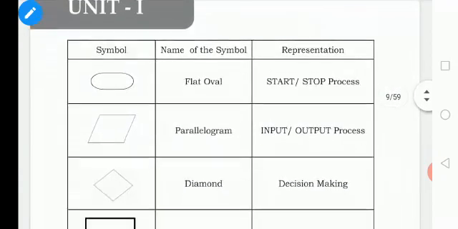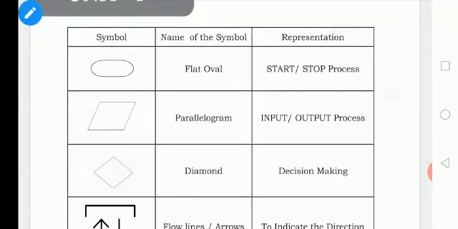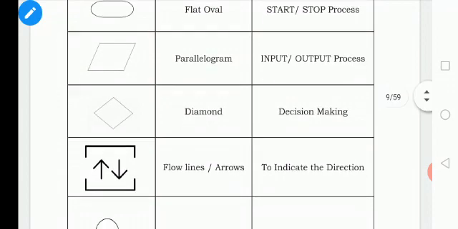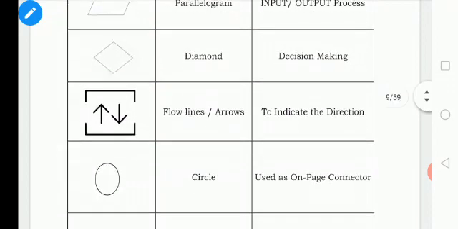Then we see the symbols of flowchart. Okay, so what are the symbols? Do you remember the terminal symbol? Yes, this flat oval shape is said to be start or stop of the process. Then this parallelogram is for input or output process. Rhombus, this diamond symbol, is for decision making. Then arrows, up and down arrows, are the flow lines to indicate the direction of flow.